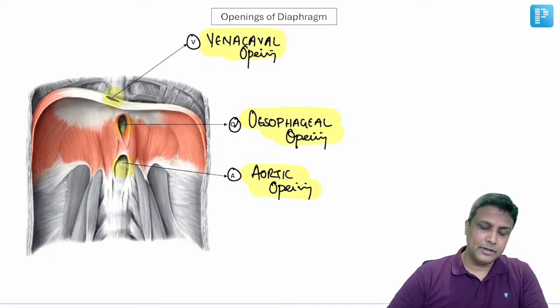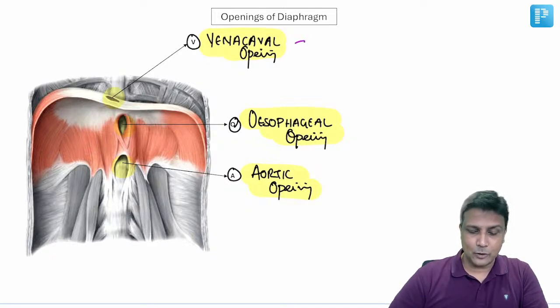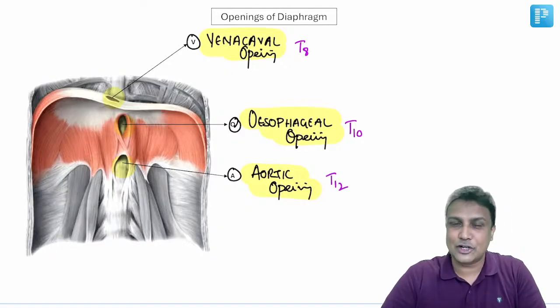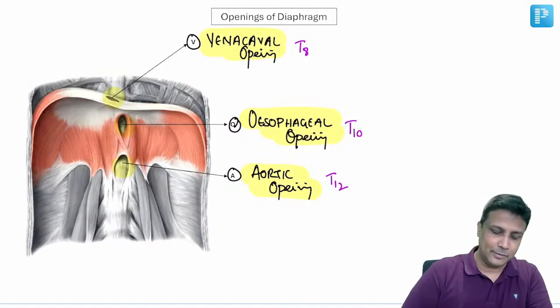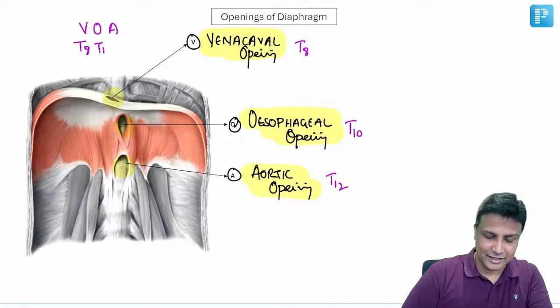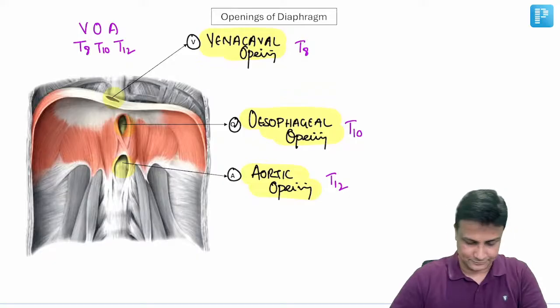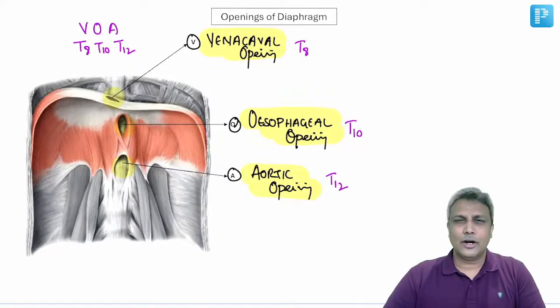You also have to remember at which level they are present. Vena cava opening will be at the level of T8. Esophageal opening will be at the level of T10. Aortic opening will be at the level of T12. I hope you all remember that very famous mnemonic, Voice of America: T8, T10, and then T12. Now, of course, there is an opening here.